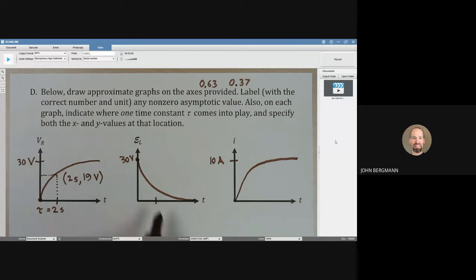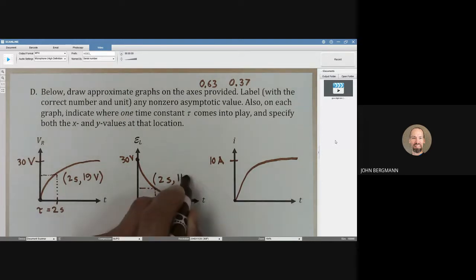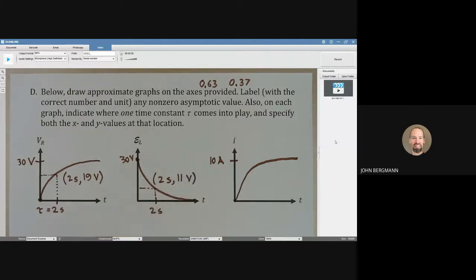Similarly, for the next one, this is going to have dropped to 37% of its original value. These coordinates here are going to be 2 seconds. That's going to be on the x-axis here. And on the y-axis, it's going to have dropped to 37% of what it was, which is, to two significant figures, 11 volts.